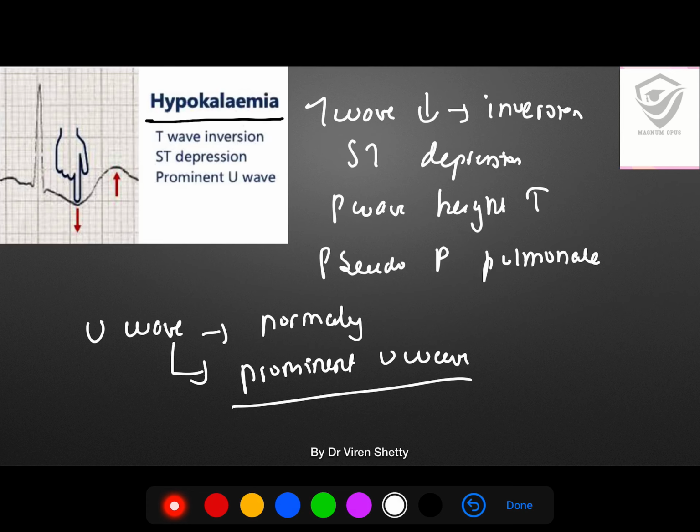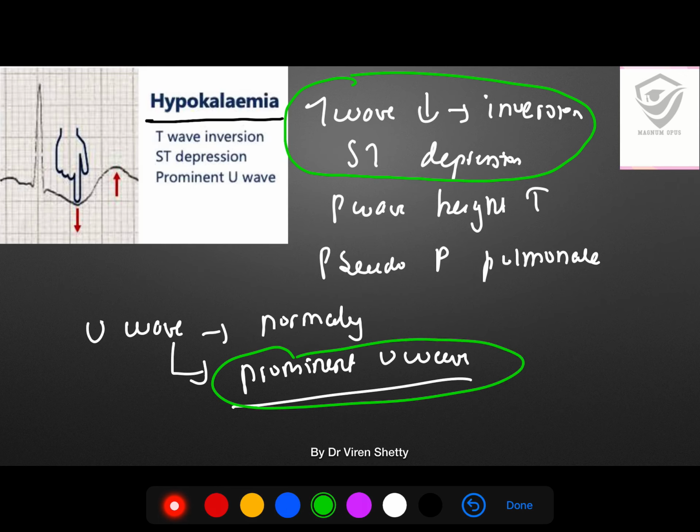But what is important in hypokalemia MCQs is T wave inversion. And if a high-level MCQ comes, then they'll ask you about the prominent U wave as well, which is seen in hypokalemia.